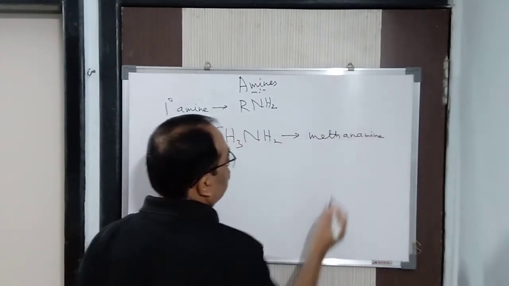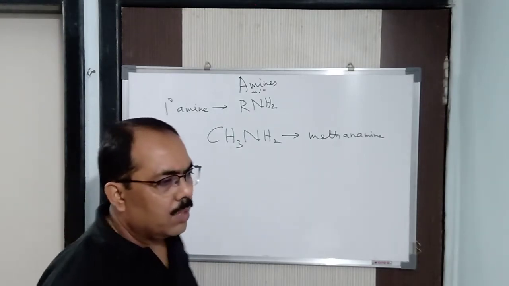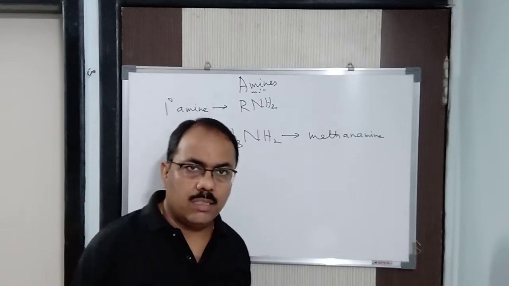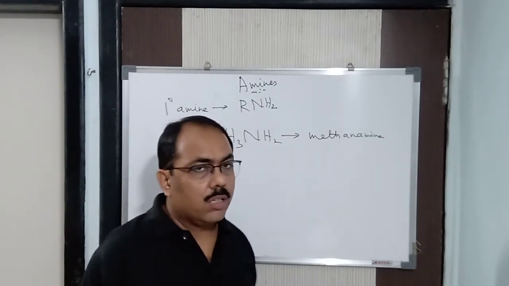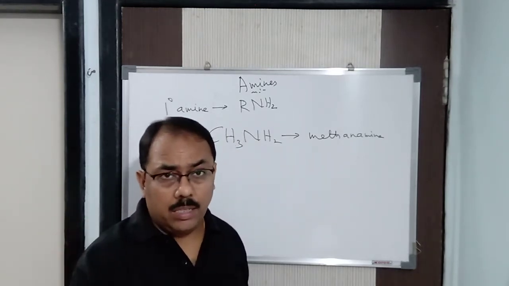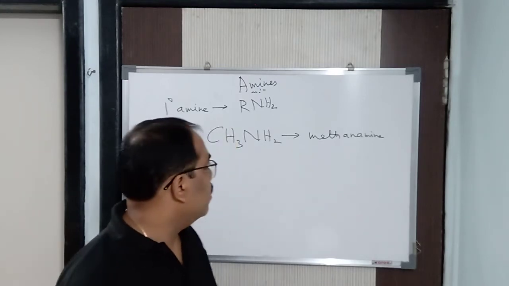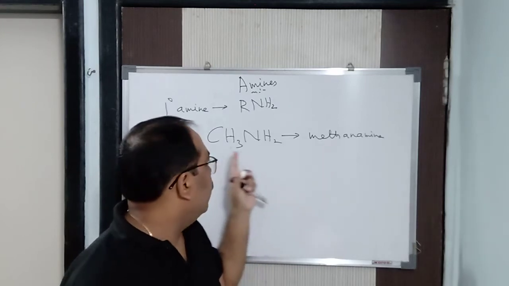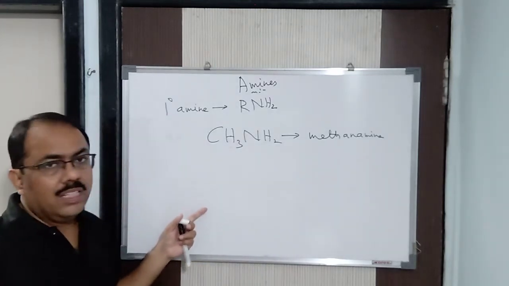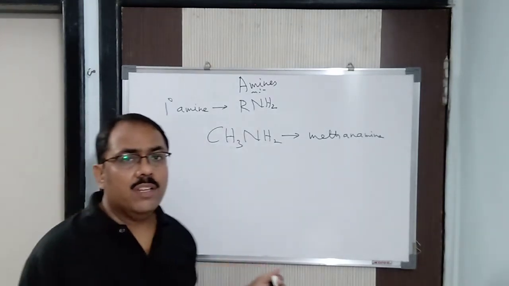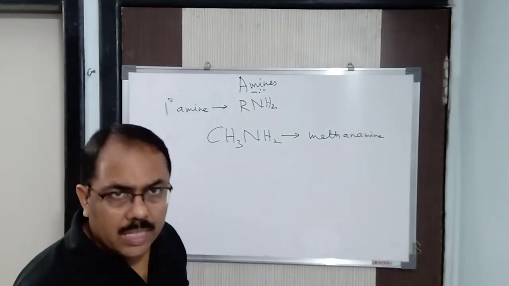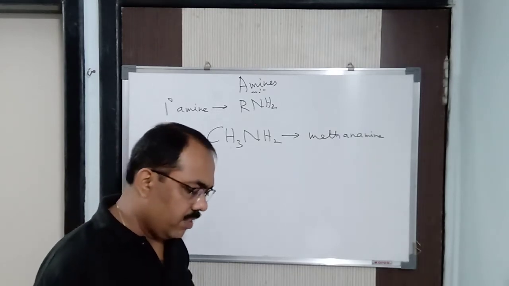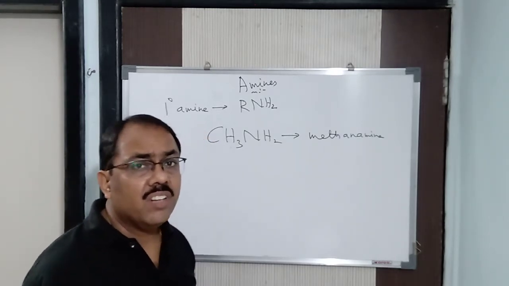Remember, the general IUPAC name of amines is alkanamine, and the common name is alkyl amine. Like here, the common name is methylamine and the IUPAC name is methanamine. Similarly, C2H5NH2 is ethanamine, and C3H7NH2 is propanamine. So the general name is alkanamine. Clear?